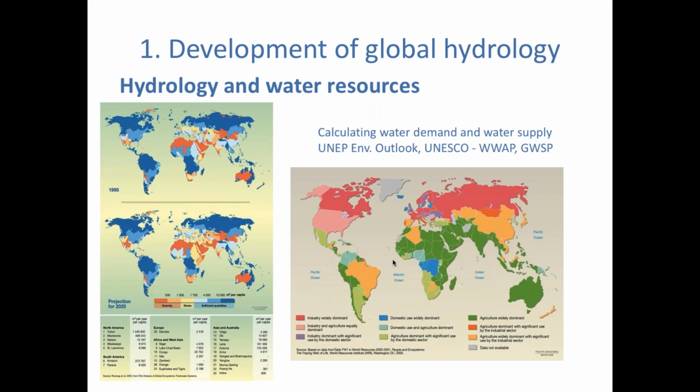Usually a lot of this stuff is not so much in papers, but in reports by UNEP and UNESCO, the World Water Assessment Program, and the Global Water System Project, where they assess once every year what the status is of the global water resources, both in terms of scarcity, which you see on the left. This is scarcity in the amount of water per capita available, but also in the different types of water use.